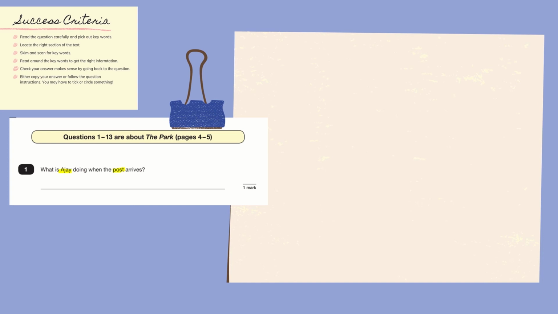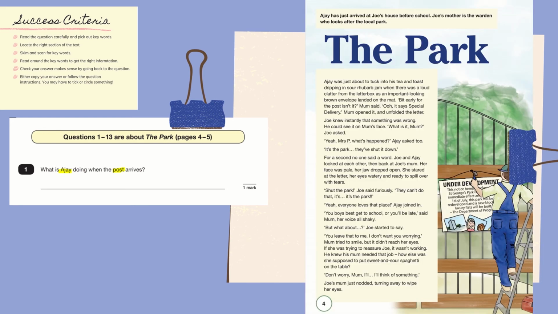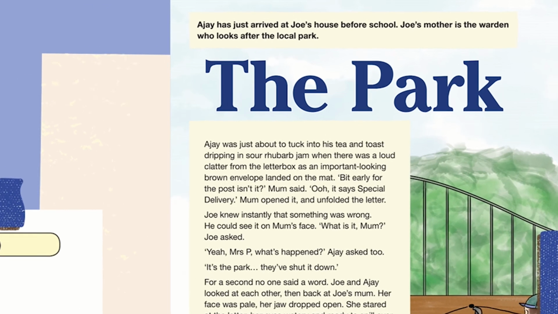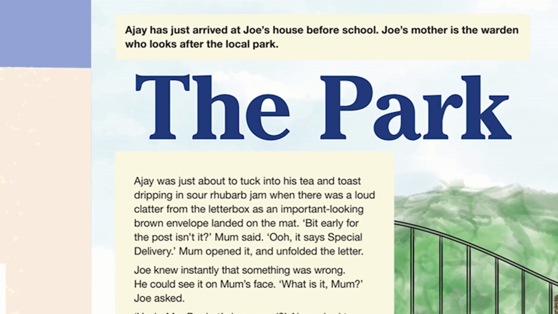Questions 1 to 13 are about the park, pages 4 to 5. So it could be on either page 4 or 5. But here's a bit of a clue. This is the first question in the paper, so it's going to be in the early part of page 4, so at the start of this reading. SAT papers are quite helpful like that. They put the questions in the order of the text, generally.